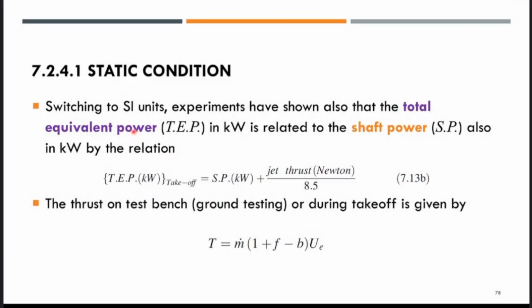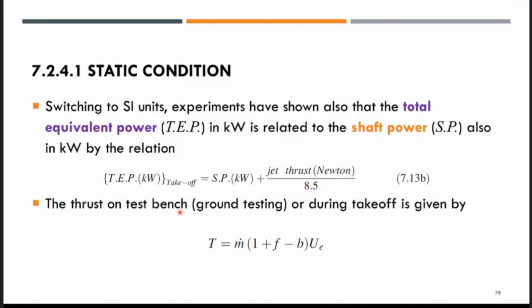If you would like to go into SI units, experiments have shown that the total equivalent power, TEP in kilowatts, is related to the shaft power, SP. Just now we looked at the shaft horsepower, SHP, which is also given in kilowatts by this relation, where we have expression 713B: the total equivalent power TEP in kilowatts at the takeoff condition is equal to the shaft power in kilowatts plus jet thrust in Newtons over 8.5. Because 8.5 is equivalent to 2.6 pounds, which is equivalent to 1 shaft horsepower.